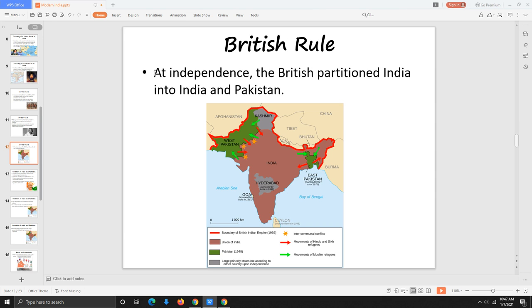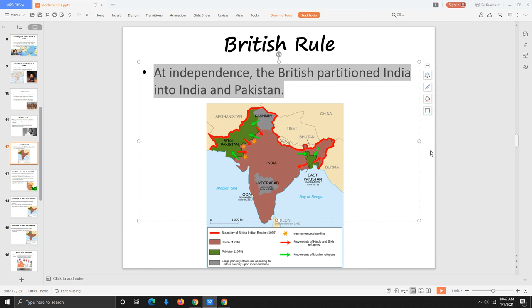All right, make a 3. And then 3, we're going to write down at independence, the British partitioned India into India and Pakistan. So number 3, at independence, the British partitioned India into India and Pakistan. When Britain gave India its independence, they split India into 2 countries: one, a Muslim majority area of Pakistan, which was here in the green, and the other being the Hindu and Buddhist majority here in red.